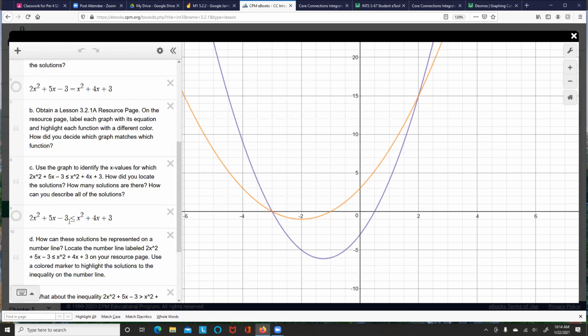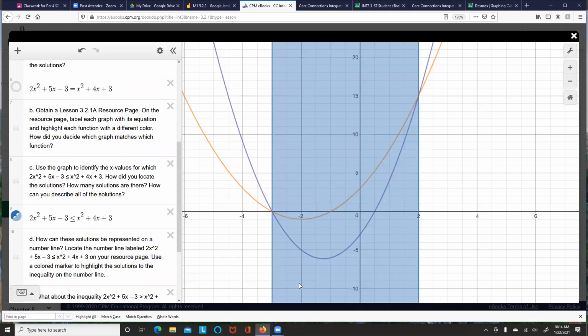Okay, so they typed in this part. So I meant to write this down on our paper. So go ahead and write this part for part C on your paper: 2x squared plus 5x minus 3 is less than or equal to x squared plus 4x plus 3. So go ahead and write that down. What is this going to look like? Let's click on the graph thing and look what got shaded. So this is what we need to shade on our paper.